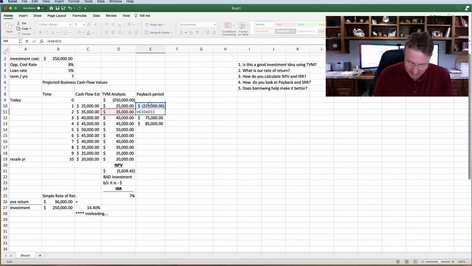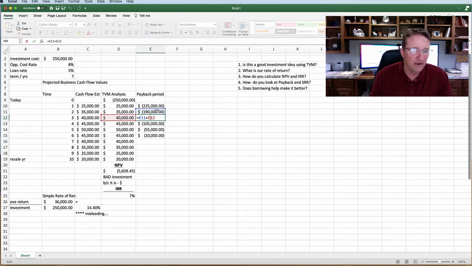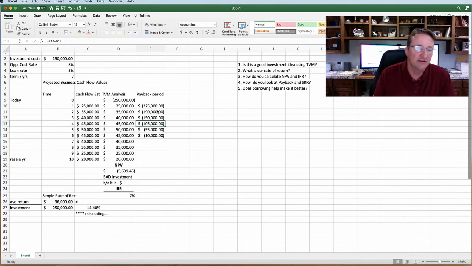Need to put it there. So the next year you get 190, because you had 225 negative, but you got 35 more back. So now I've got it rolling where I can copy it down. So the next year you get 40 and you're short 190. So now you're 150 down.